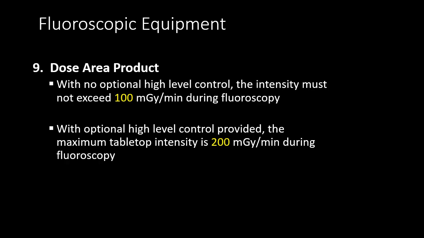The dose area product, and this is looking at, with no optional high-level control, the intensity must not exceed 100 milligray per minute during fluoroscopy. With optional high-level control provided, the maximum X-ray intensity is 200 milligray per minute during fluoroscopy.